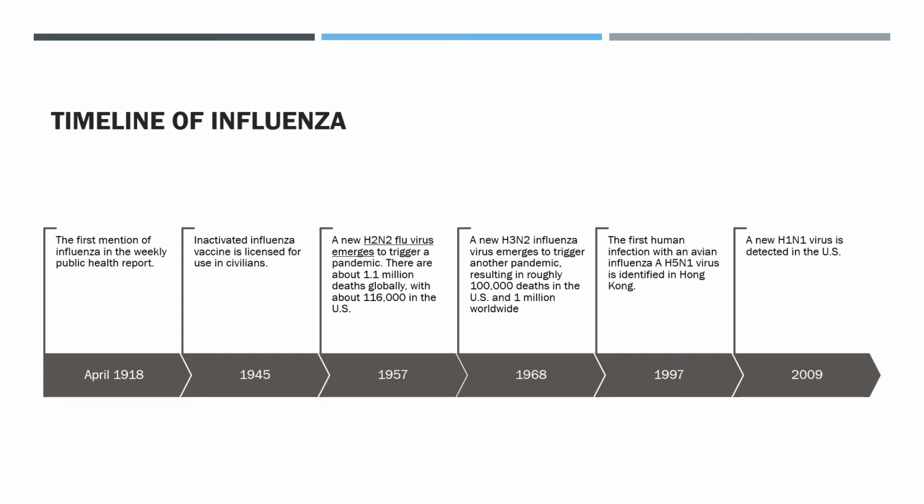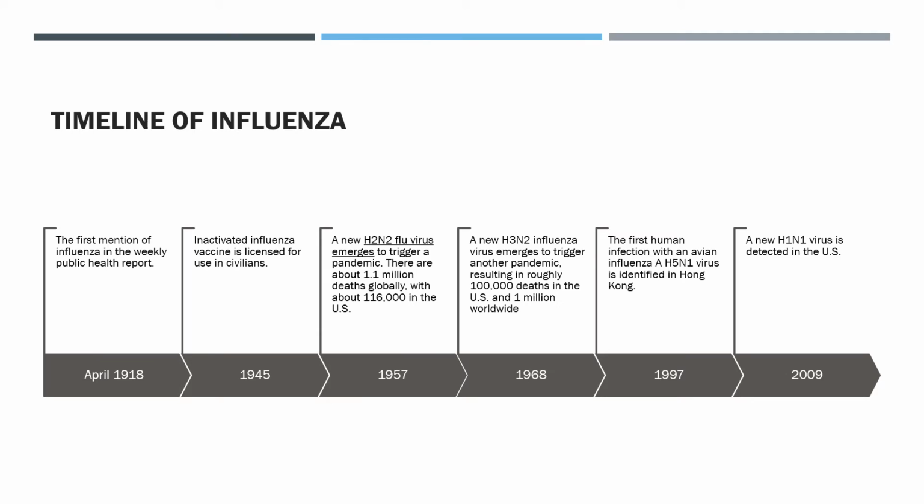Then when you look at 1945, this is when the first inactivated influenza vaccine is licensed for use in civilians. There are going to be a lot more vaccines and new vaccines that come out, but this is the very first one for influenza. Then when you spring forward to 1957, you can see that a new H1N1 virus emerges, which triggers a pandemic. There are about 1.1 million deaths globally, with about 116,000 in the US.